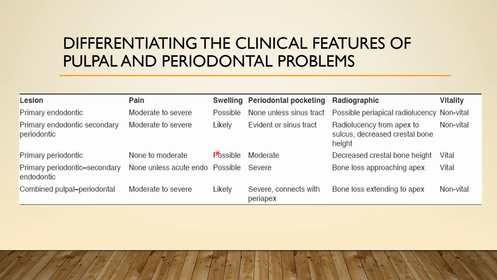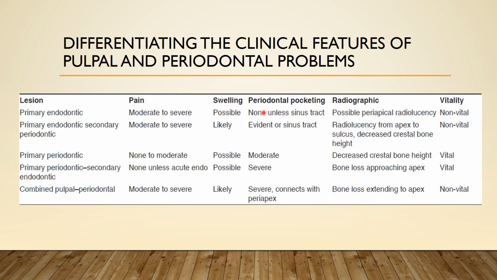Coming to swelling, in primary endo, swelling is possible. In primary endodontic, secondary perio, it is more likely to occur, and in primary perio, secondary endo, it can be possible. In combined pulpal periodontal lesions, it is also more likely to occur.